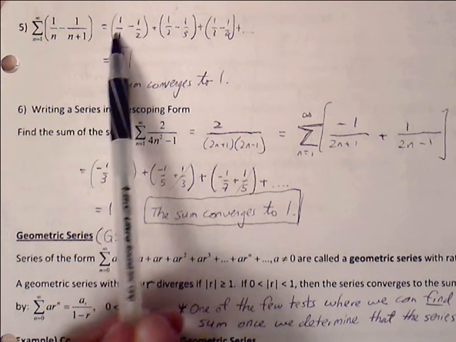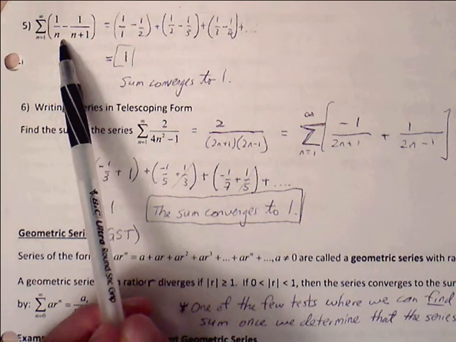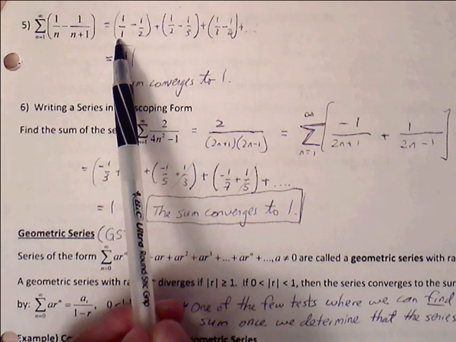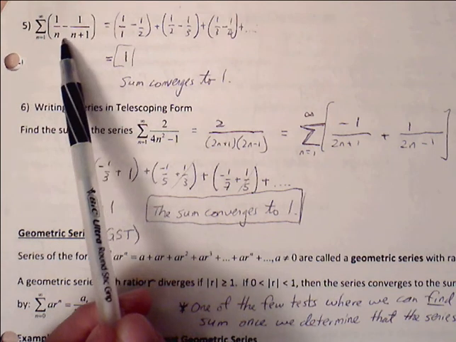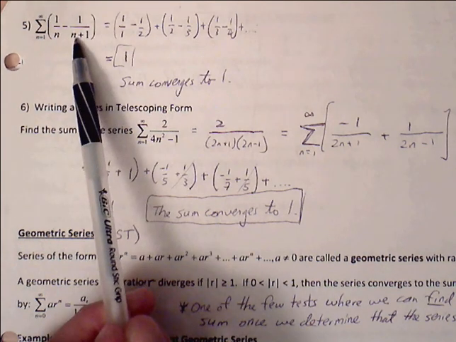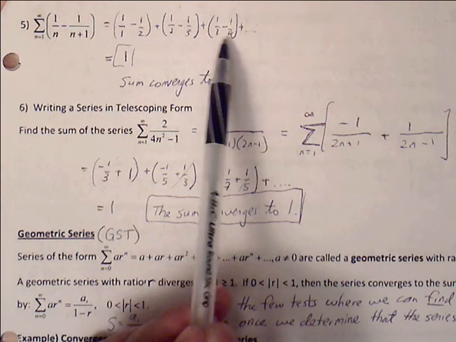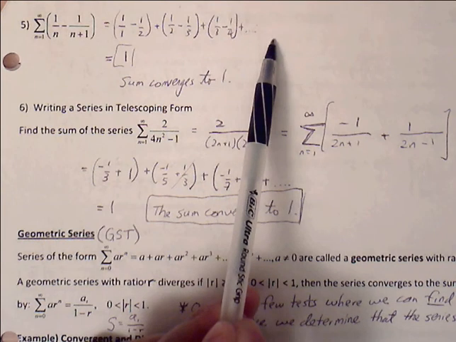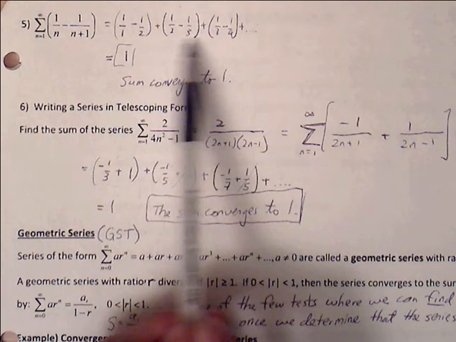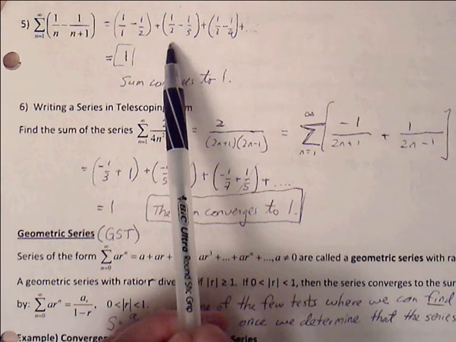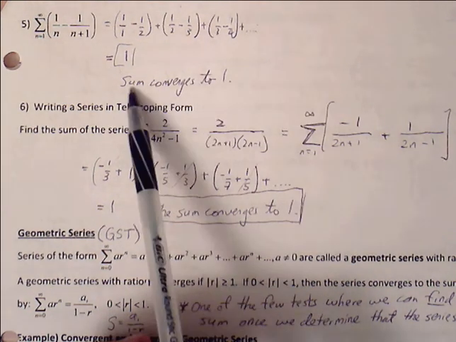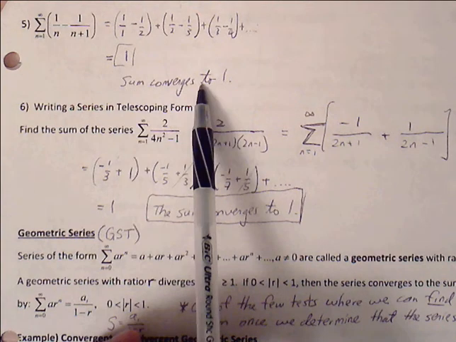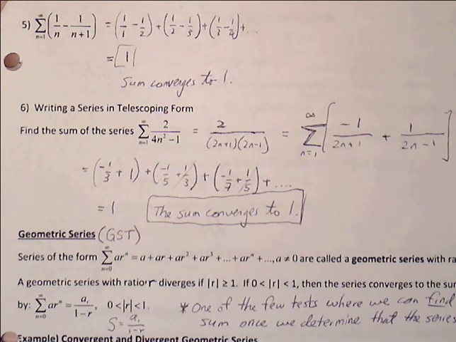So if we test this out here, if we replace n with 1, we get 1 minus 1 half, plus, replace n with 2, so we get 1 half minus 1 third, and then 1 third minus 1 fourth, 1 fourth minus 1 fifth, so on and so forth. And we see that the negative 1 halves cancel out, the 1 third cancels out, the 1 fourth will cancel out, leaving us with just 1. And so the sum will converge simply to 1.